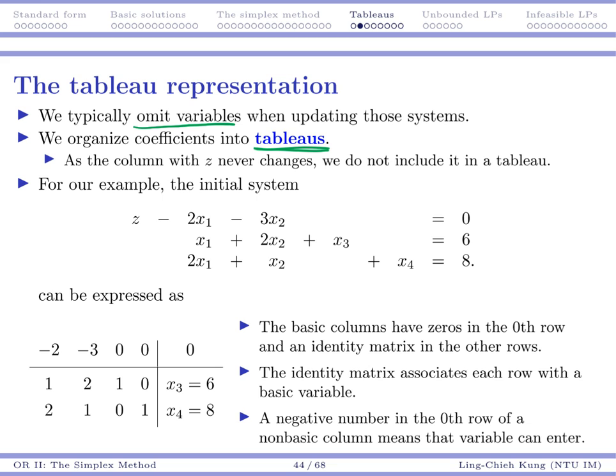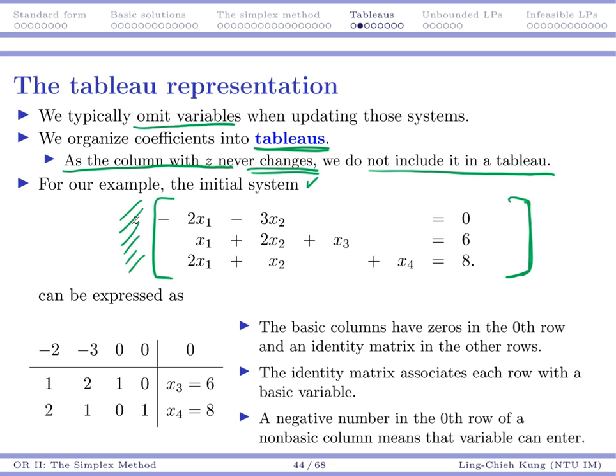And also, if you go back to the previous slides, you would see that the column with z actually never changes. So we would also exclude that from a tableau. So our initial system, if it looks this way, what we will do is focus on these parts. We exclude the column for z, and we record only numbers. Okay, so we would copy all the numbers to our tableau. And maybe the only variable that I want to leave in the tableau is a record for basic variables. I'm going to specifically remind myself what the basic variables are, in which row we have each basic variable, and what their corresponding values are.